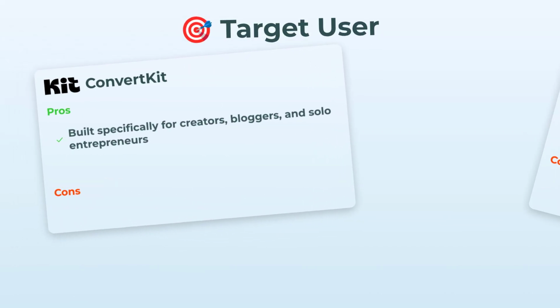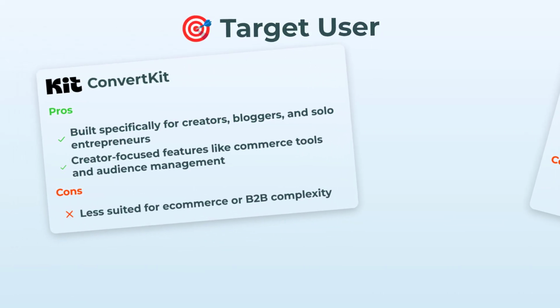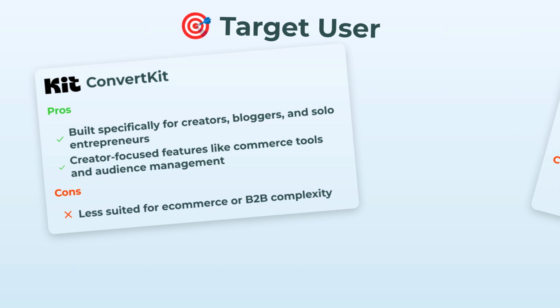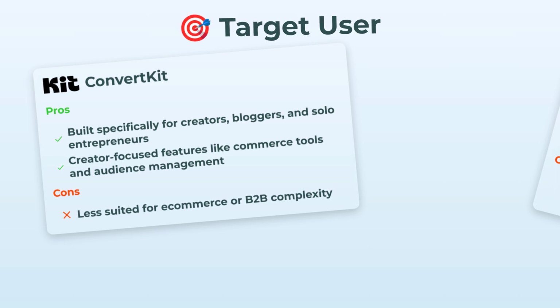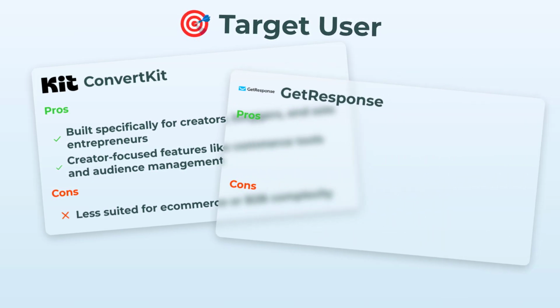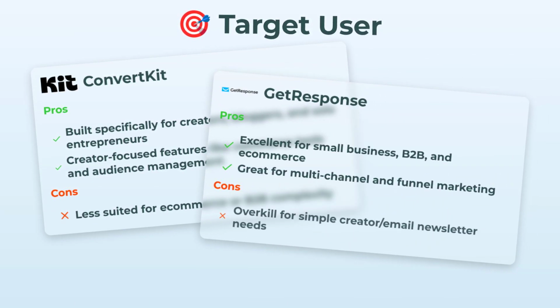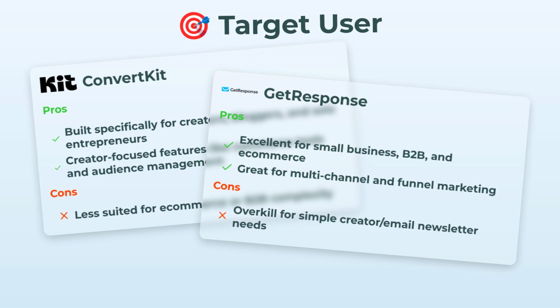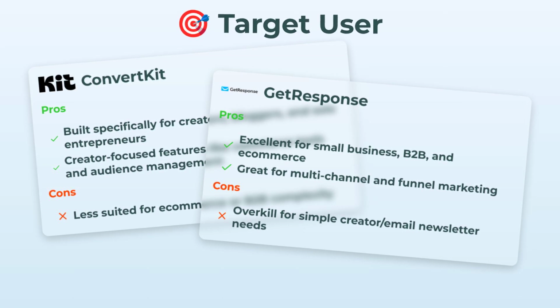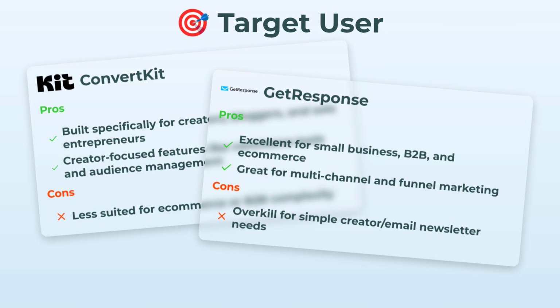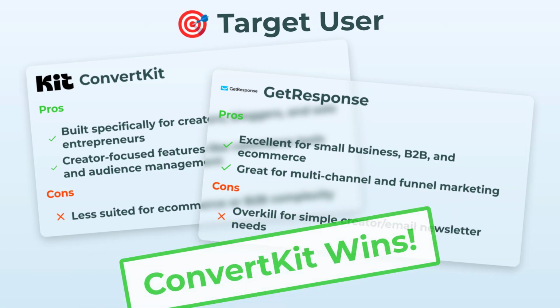Who's each platform targeting? ConvertKit is, no exaggeration, designed for creators, bloggers, solo entrepreneurs, writers. The features are all about helping you grow and engage your audience, plus some neat commerce tools. Not ideal if you're running a giant e-commerce shop or need B2B bells and whistles. GetResponse flips the script. This is for small businesses. Think e-commerce, B2B, agencies. And if you want multi-channel marketing, funnels, and advanced tools, it's all in there. But hey, if you're just emailing your fans every week, it's probably way too much. Winner for creators? Definitely ConvertKit.